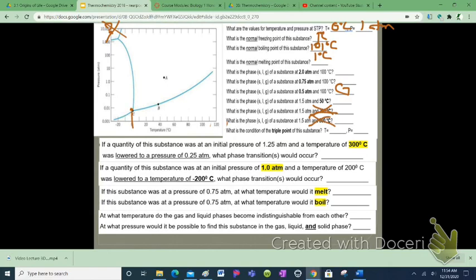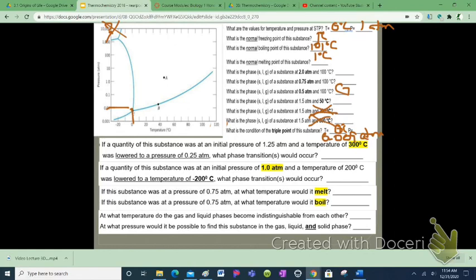So if I go straight down, make that a little bit better. There we go. Down from there, it's like 0. So it's like 0 degrees Celsius. And the pressure is a little under 0.01. So I'd say 0.009 atmospheres in pressure. So at 0 degrees Celsius and 0.009 atmospheres, we have the triple point.